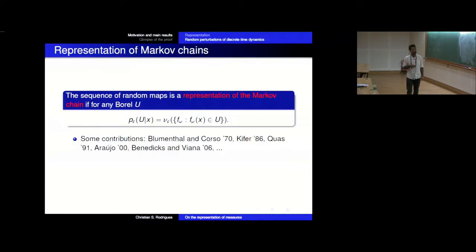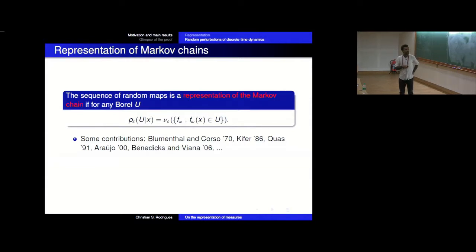Then Kifer relaxed these conditions in 86, showing that it's possible to work when you have a uniformly distributed perturbation bounded around your unperturbed map, or the Markov chain, and you can construct measurable maps. Then there was the work by Quas in 91. What he shows is that if the densities of the Markov chain are smooth, and they depend smoothly on the base point, or in our context, on x, it is possible to represent these measures by smooth maps.